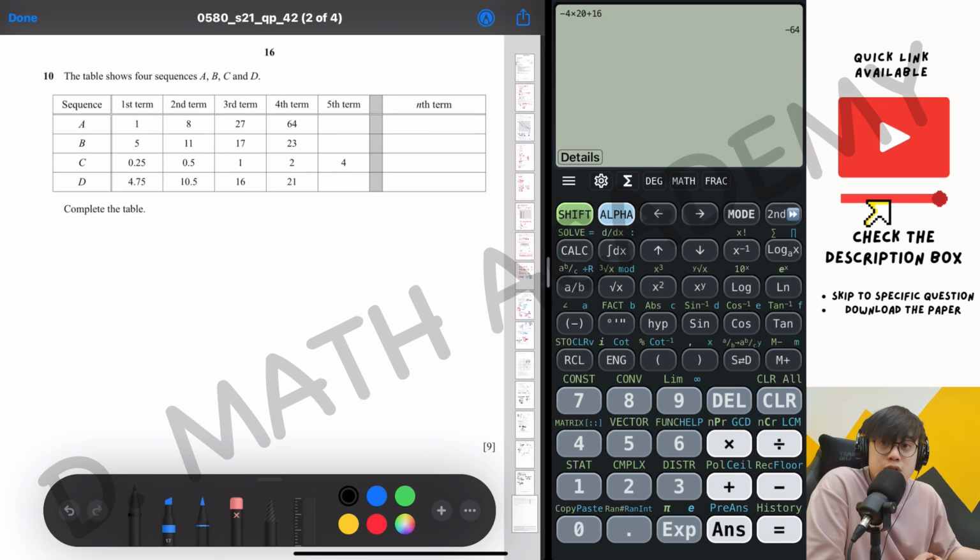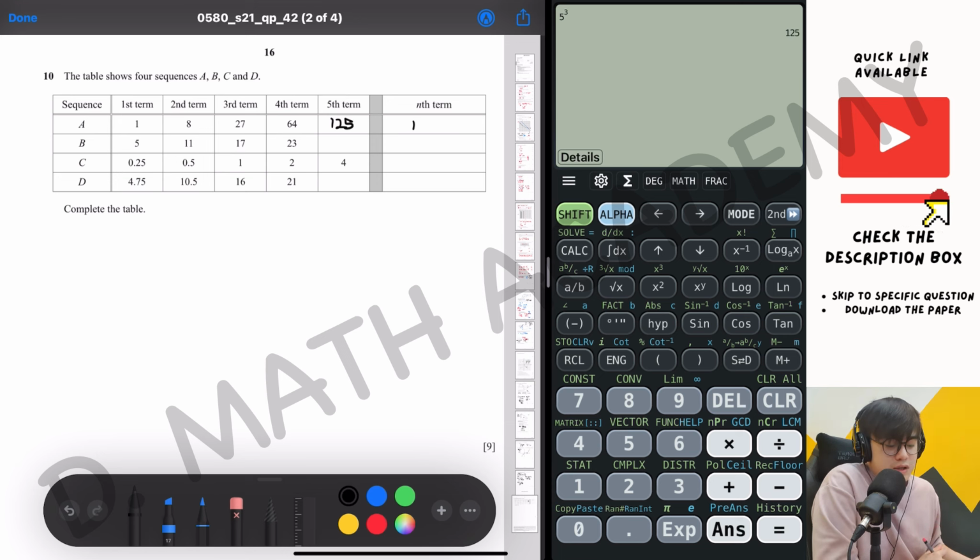Lastly, we have our sequence question here. So for sequence A, there's actually not much calculation required because it's just the cube of the n terms itself, because 2 to the power of 3 is 8, 3 to the power of 3 is 27, 4 to the power of 3 is 64. So the next one will be 5 to the power of 3, then you get 125. This will be n cube here.